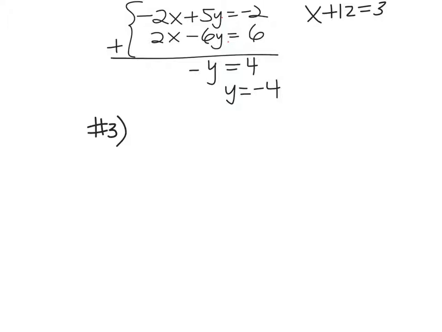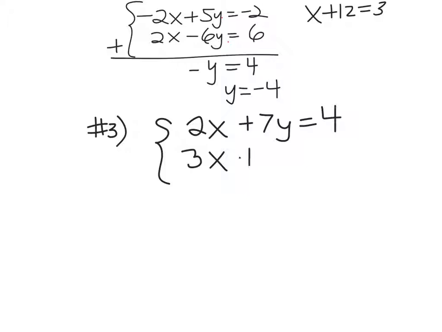Here we go. I've got 2x plus 7y equals 4, and 3x plus 5y equals negative 5.